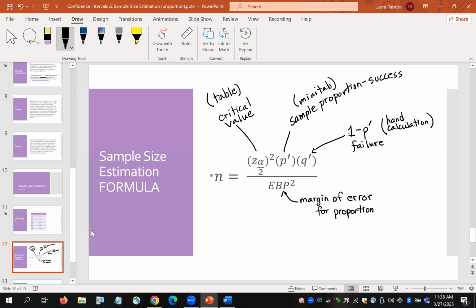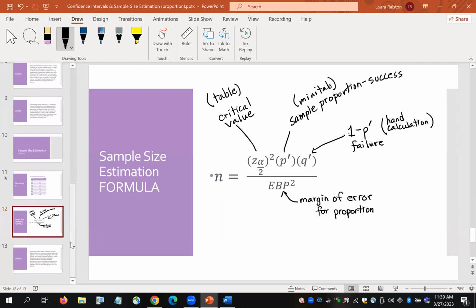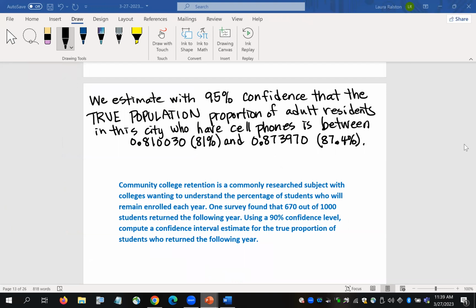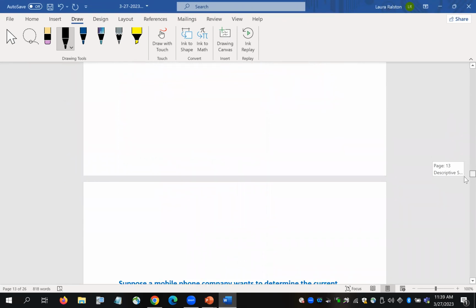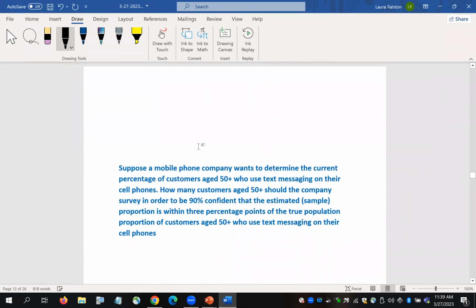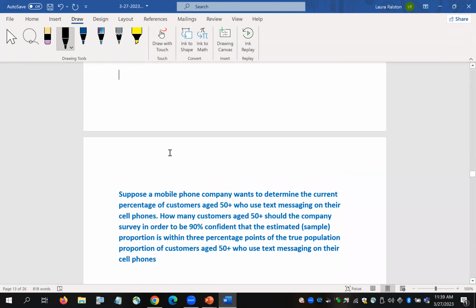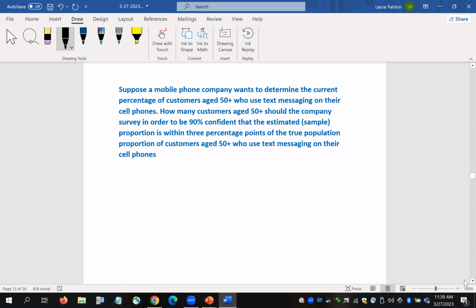Okay, so it's a pretty yucky looking formula, but guys, all of the information is either given in the problem, on the table, or can be calculated. You just have to be a little patient. Okay, so I want to work an example of this first so we don't run out of time. And then we'll come back and look at others if we need to.